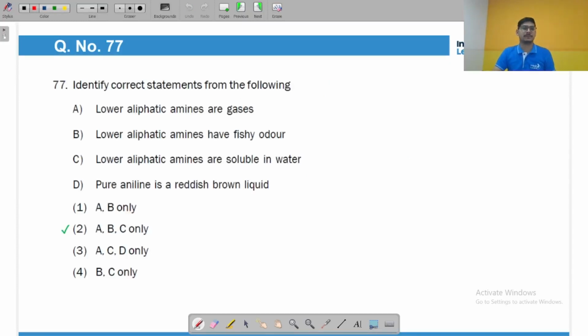Identify correct statements from the following. A, B, and C are correct. Lower aliphatic amines are gases. They have a fishy odor. They are soluble in water because of hydrogen bonding. But pure aniline is colorless. It turns to this color because of atmospheric oxidation. Right? That's the correct answer.